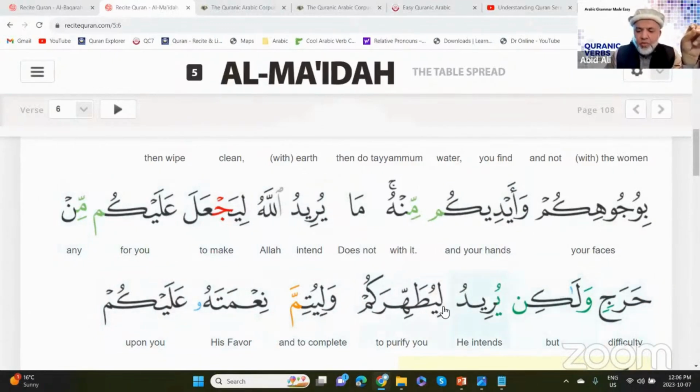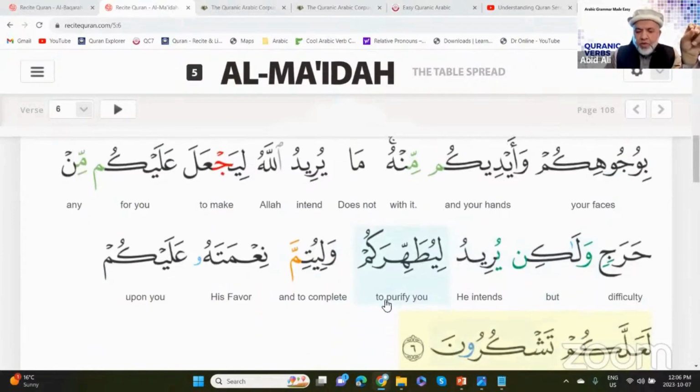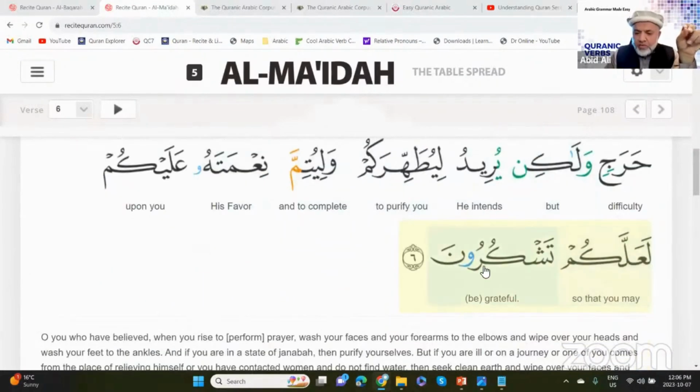Walaki yuridu liyutahhirakum, but He intends to purify you. Waliyutimma ni'matahu alaykum, and He wants to complete His favor upon you. Why? La'allakum tashkurun, so that you may be grateful.